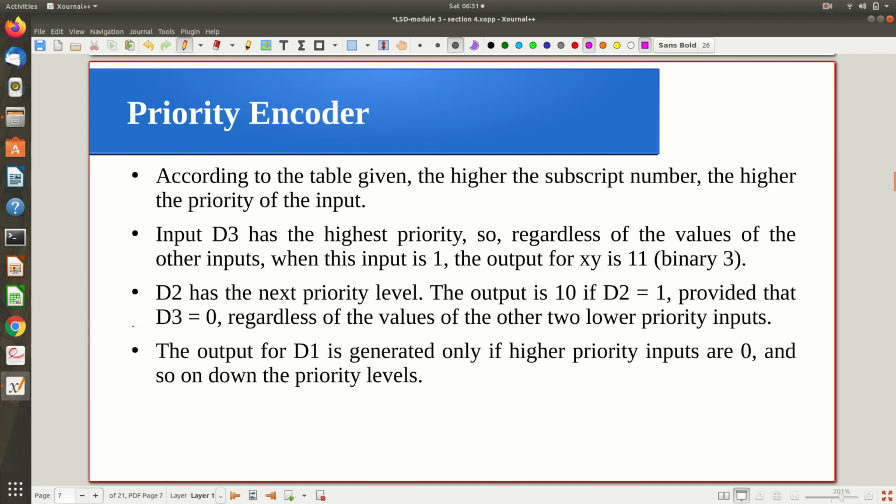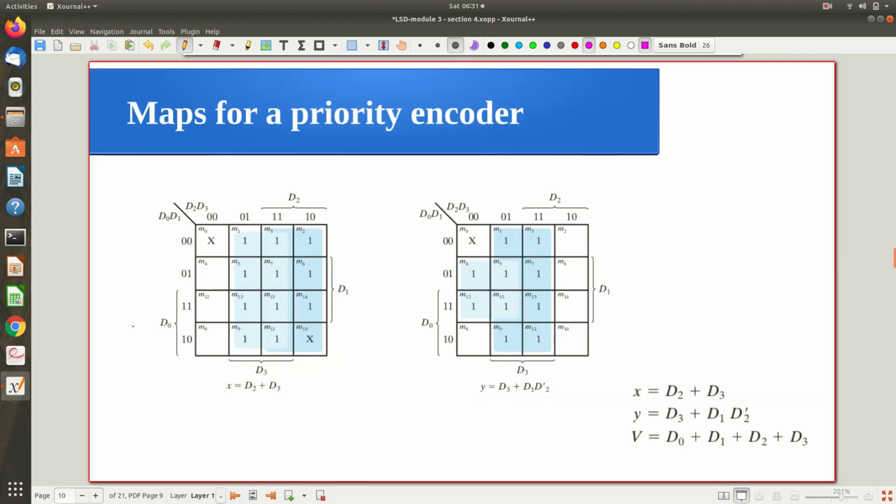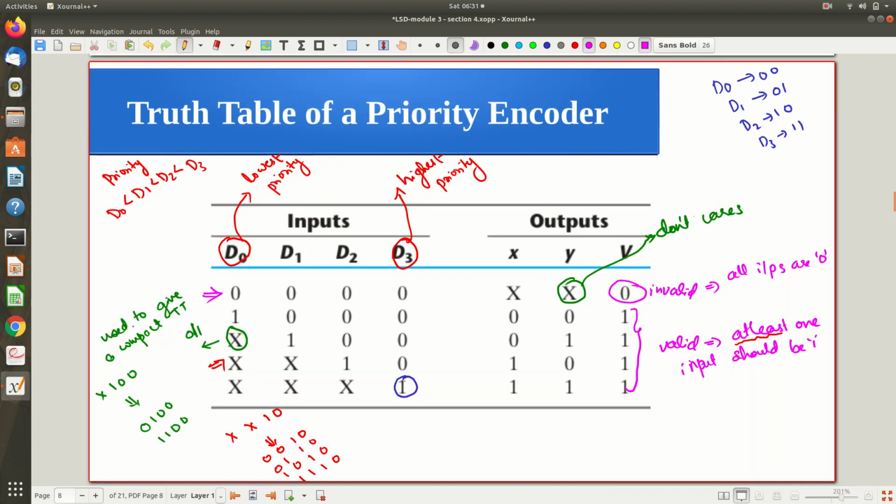So according to the table, what is the meaning? D3 has the highest priority, so regardless of the values of the other inputs, whenever D3 is 1, the output will be 1 1. Similarly for D2, right? So that basic working you also know, and this is a truth table. Now how to implement this? If you are looking at this truth table, you may be confused. So I request all of you to write down the equivalent. This is something easy for you to understand the meaning.